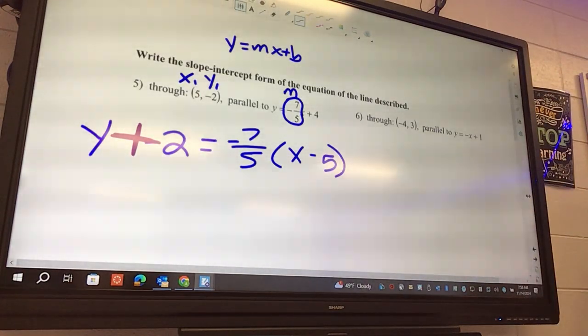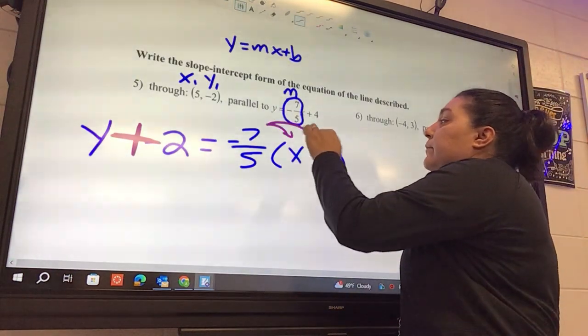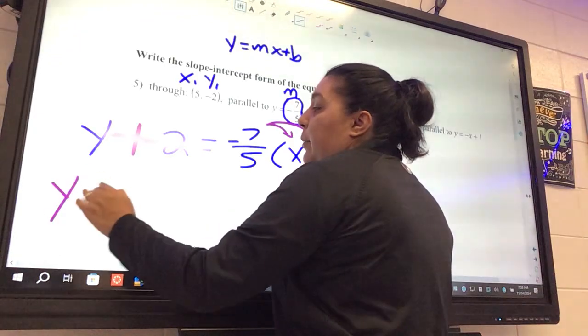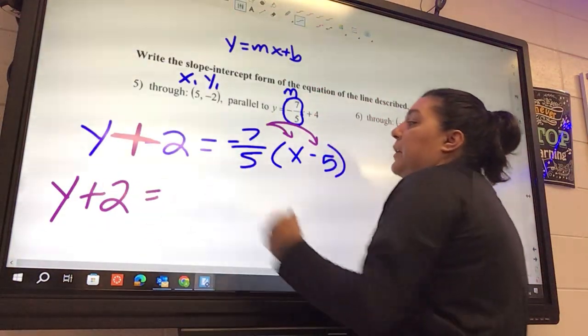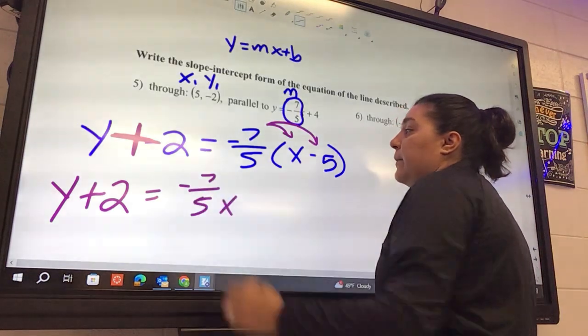Okay, so this is the part we already did. Okay, from here we do 2 things. You're going to distribute first and then add or subtract. Okay, so we're going to get y plus 2. -7 over 5 times x is going to be -7 over 5x. -7 over 5 times -5.